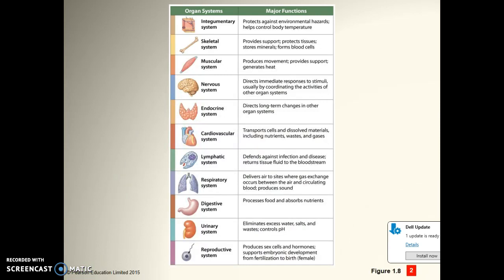I'd be comfortable with the major functions as well as what organs are in each system and be able to identify those different organs.